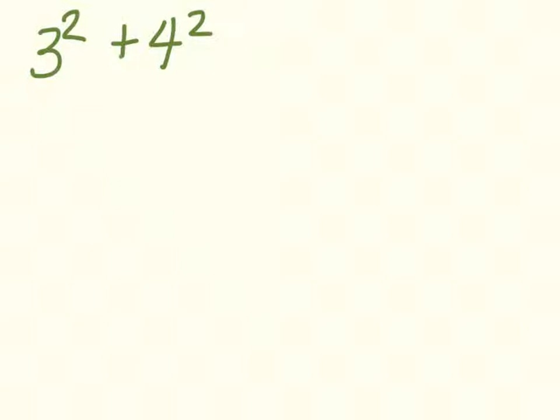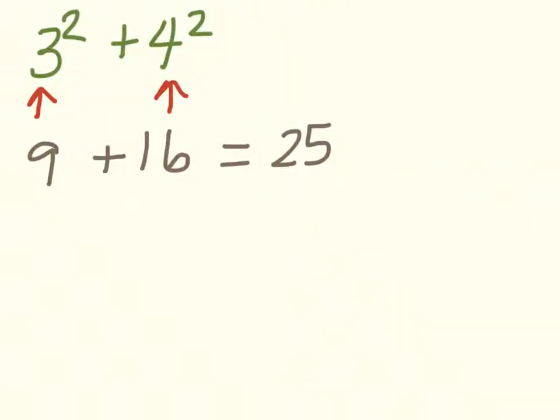Let's find the value of 3 squared plus 4 squared. So we'll work our exponents first. That means we need to solve for 3 squared, then solve for 4 squared, and then add those two numbers together. So 3 squared is, that's right, 9. And 4 squared is, that's right, 16. 9 plus 16 equals 25. All right, let's try another.